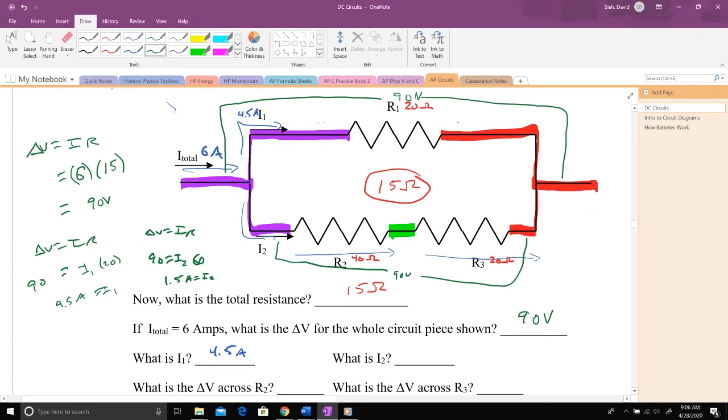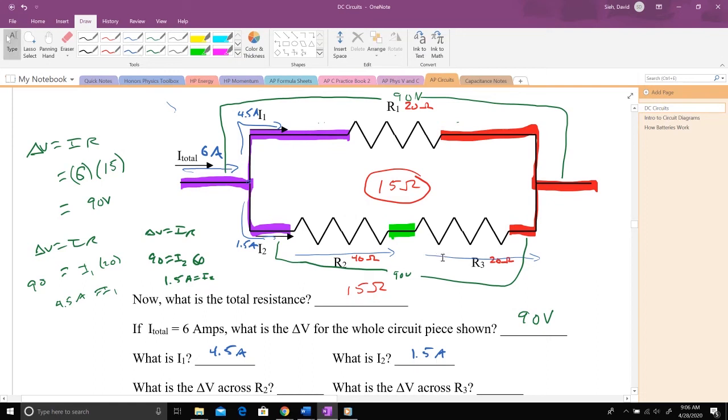And that should make logical sense to you, because if I use the junction law here and say the current flowing into this left junction has to equal the sum of the currents going out, well, 6 is equal to 4.5 plus 1.5 amps. So that double checks, and that makes logical sense.